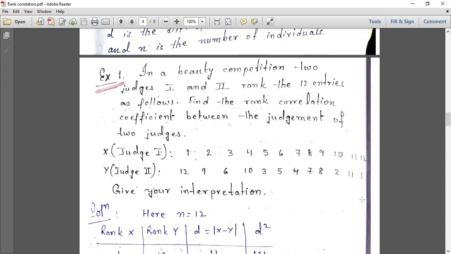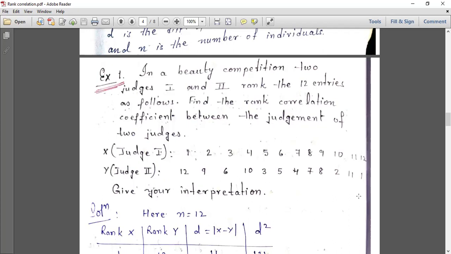Judge 1 has given ranks according to him, and judge 2 has given ranks according to him. Then we need to interpret the rank correlation between the judgments, that is, how much the judgments of these two judges are correlated to each other, or whether they are not correlated at all. So let us write the data first on the whiteboard, and then proceed to find the rank correlation coefficient.